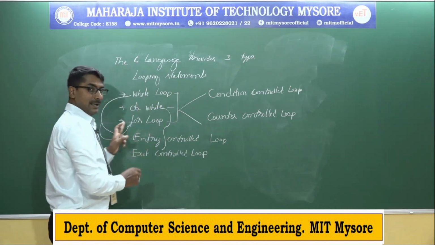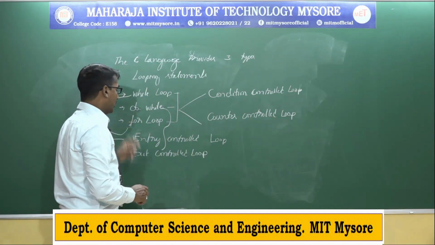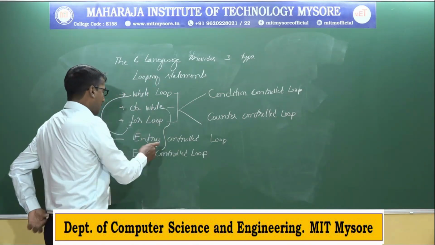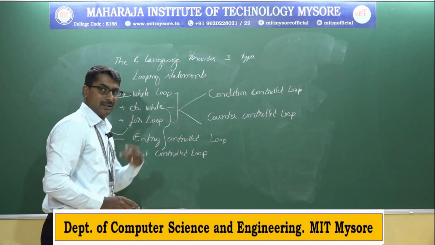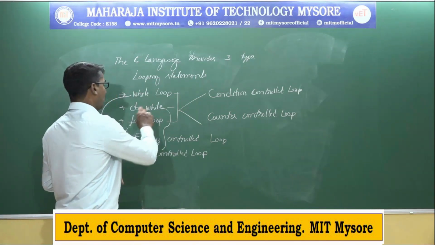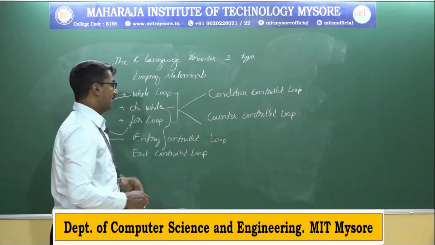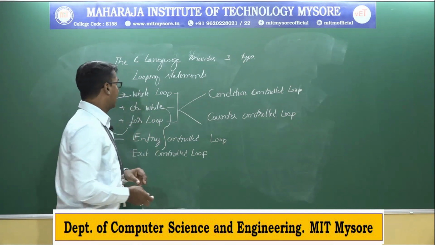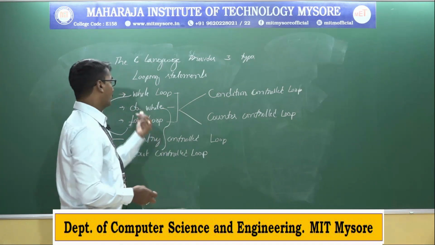While and for loops are entry control loops and do while is an exit control loop. In while and for loops, the condition will be checked before executing the body. In do while, the body of the loop will execute first, and later the condition will be verified. Okay, this is about the types of loop.